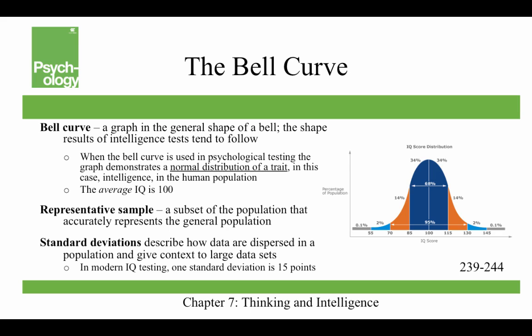Standard deviations describe how data sets are dispersed in the population and give context to larger data sets. So in modern IQ testing, one standard deviation is 15 points. So 68% of the population falls within one standard deviation, if you want to look at that chart there. So really between 85 and 115. And 95% of people fall within two standard deviations, so between 70 and 130.